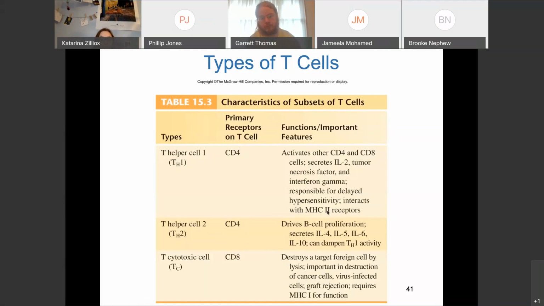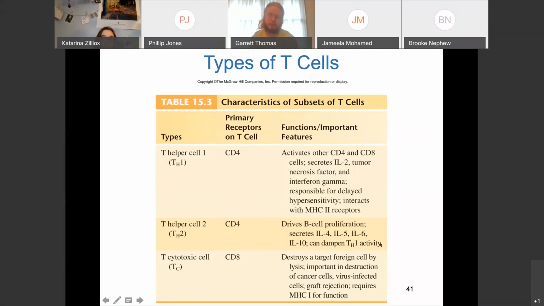You have antigen-presenting cells, neutrophils, macrophages, dendritic cells, right? Some monocytes, they literally present the antigen to the immune system. They present it to the CD4 cell, and the CD4 cell activates the B cells and T cells. All right, your T helper cell 2s, these drive B cell proliferation. They tell the B cells to proliferate, reproduce, make more plasma cells. All right, and here's the other thing you've got to remember. They can dampen Th1 activity.